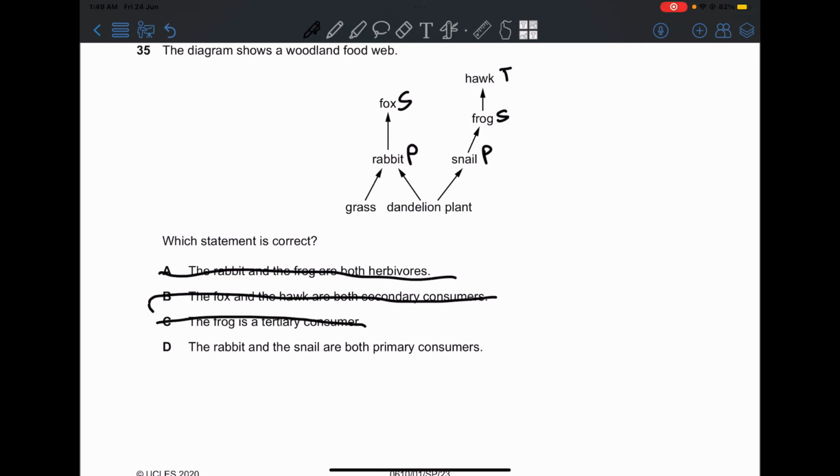D is saying the rabbit and the snail are both primary consumers. This is actually correct because, as I said here, it's a primary consumer, and this is also a primary consumer because these are the producers.